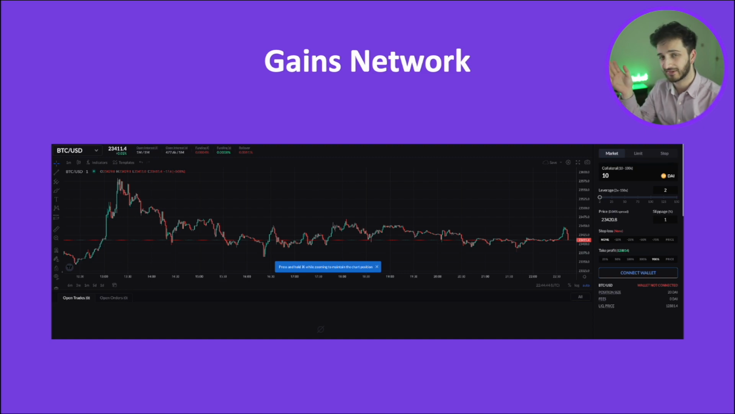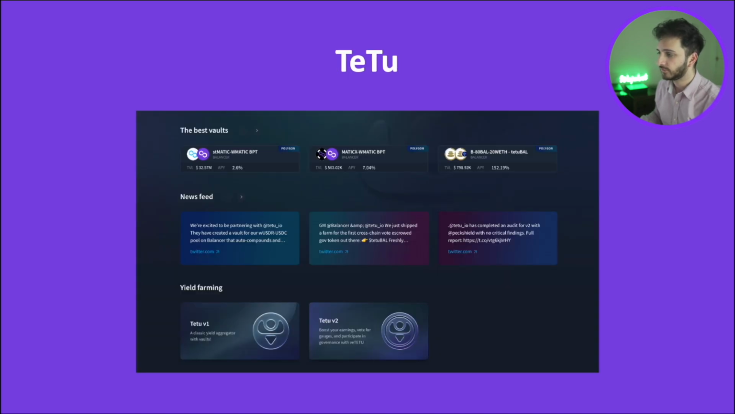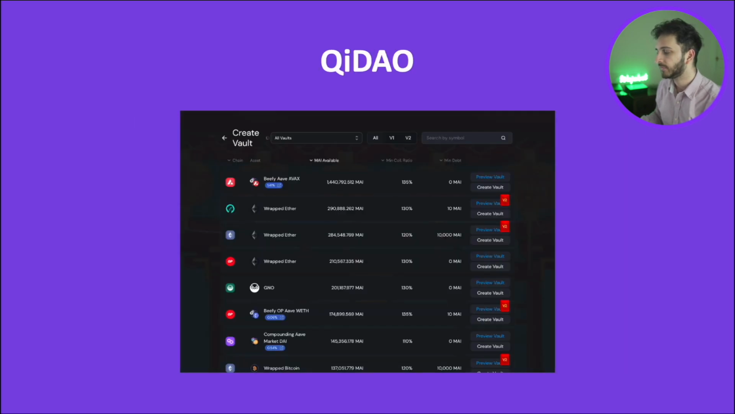I believe Gains Network recently hit an all-time high in its token price as well. Lots and lots of volume. I'm talking like millions and millions of dollars of volume here, and generating lots of fees as well. So Gains Network, really solid place if you're a trader. Tetu, having a variety of different vaults that users can deposit in, yield aggregators, and yeah, a good place there.